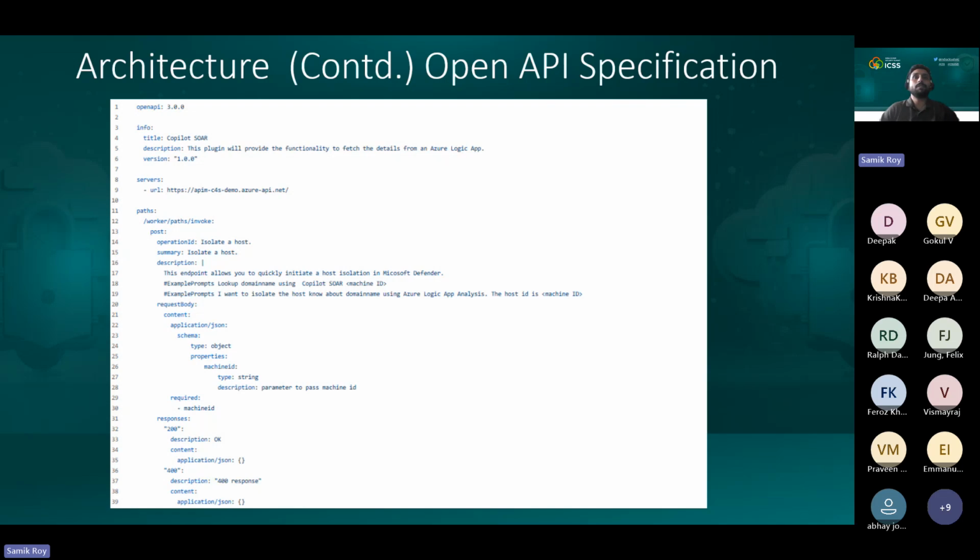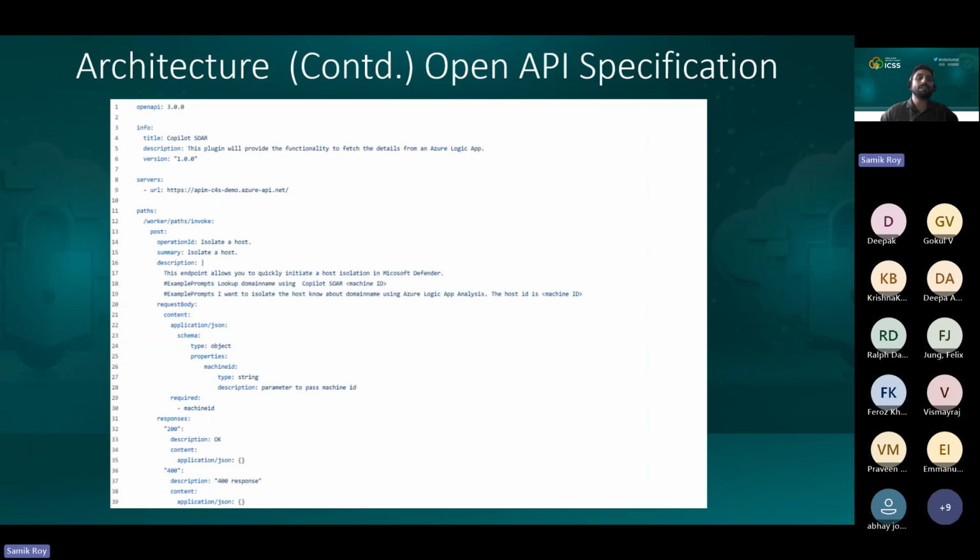So basically, if you look at these things, description, operation ID, summary, these three are kind of a learning or a small knowledge base for Copilot to understand the prompt you're writing, to connect that prompt to your particular plugin. That's why we need to be very specific. And I've also depicted some examples. So obviously this is kind of a domain name, or Copilot SOAR and then machine ID. I want to isolate and know more about the domain name.